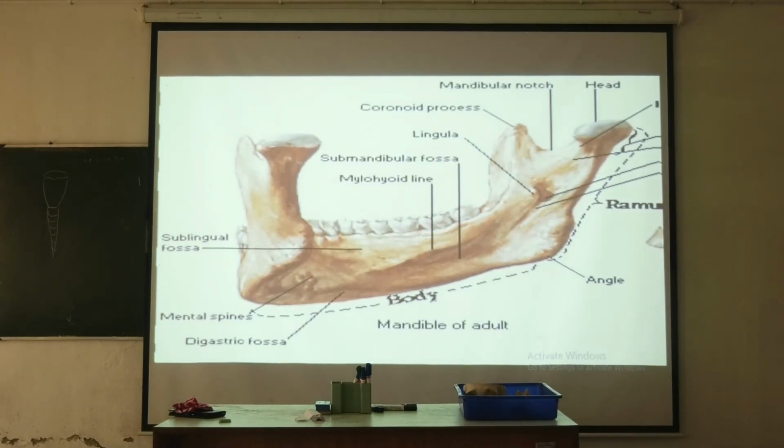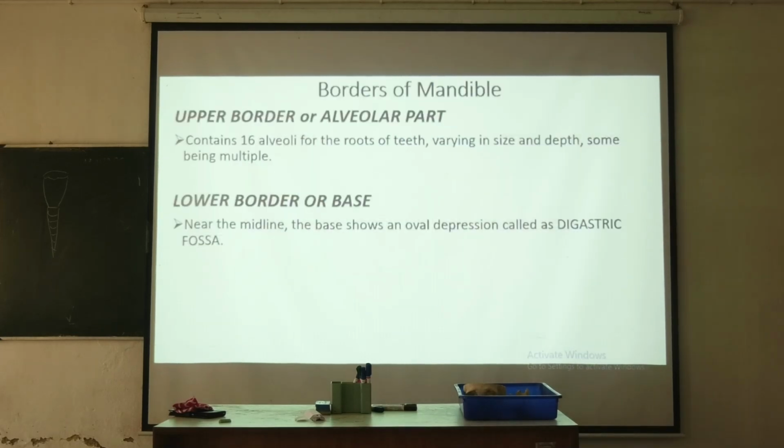Okay, so here also you can see this mylohyoid line, sublingual fossa, submandibular fossa, alveolar process, and base of the mandible. This is base of the mandible. Next we go to the borders of the mandible.